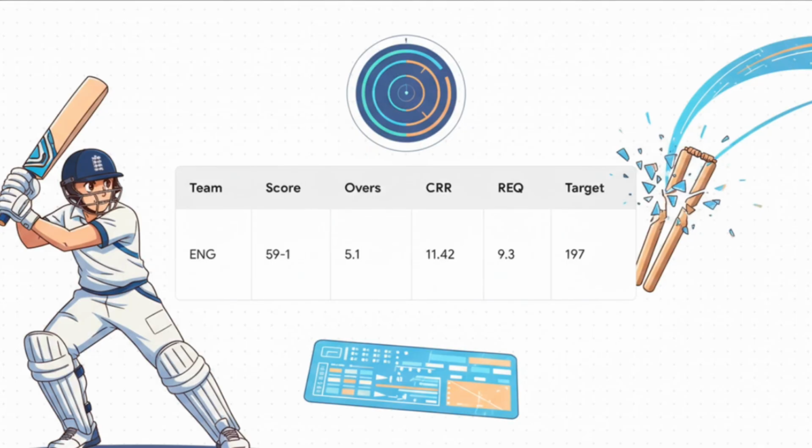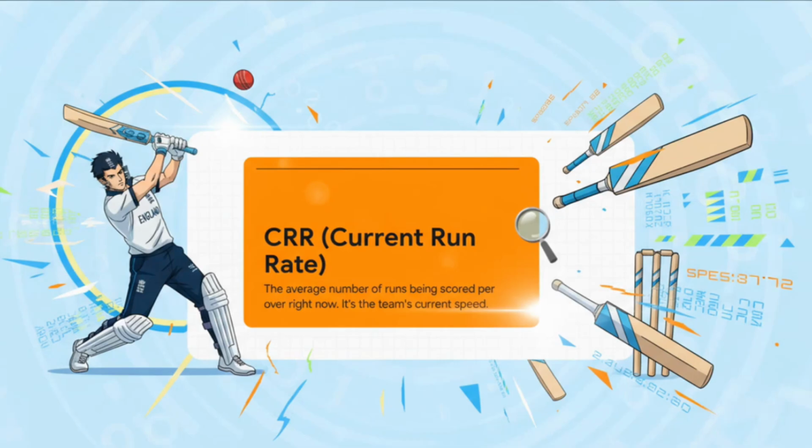Let's dig in. First up is CRR. That stands for current run rate. The easiest way to think about this is like a speedometer for the batting team. Right now, England's CRR is 11.42. That means, on average, they're scoring just over 11 runs every 6 balls. It tells you exactly how fast they're putting points on the board.